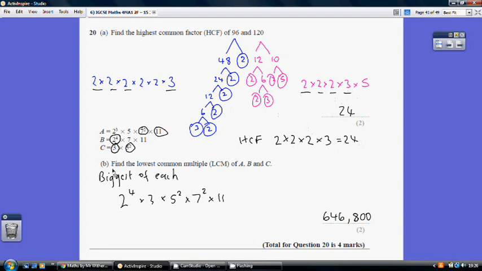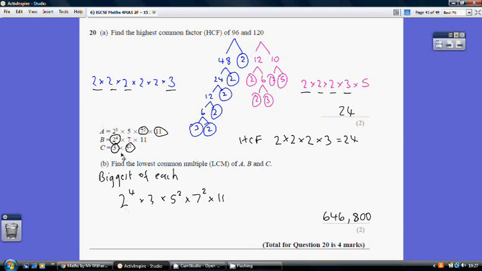Now for part B, when you're trying to work out the lowest common multiple of 3 numbers here, and it's already in prime factor form, what you need to do is multiply together the biggest one of each. So we need the biggest number of 2's, the biggest number of 3's, and so on. What's the biggest number of 2's we've got? Well, it's 2 to the power of 4. What's the biggest number of 3's we've got? Well, it's just this 3 on its own.